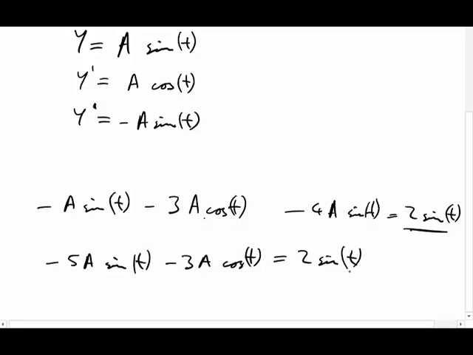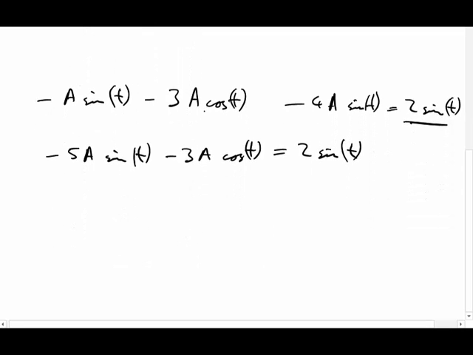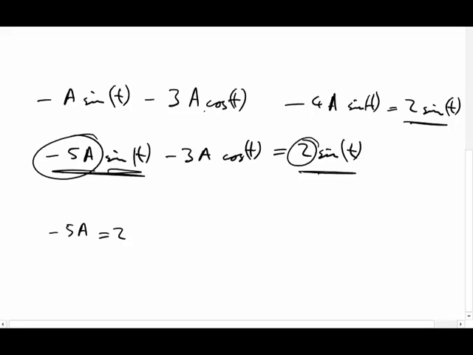So basically now, just by comparing coefficients, because I've got a sine on my left-hand side, which is fine, and a sine on my right-hand side, I can basically say that minus 5a equals 2. That thing must equal that thing. Just compare coefficients: I've got a sine term here and a sine term here, so the coefficient of the sine term must be the same. So minus 5a equals 2, so I end up with a equals minus 2/5.